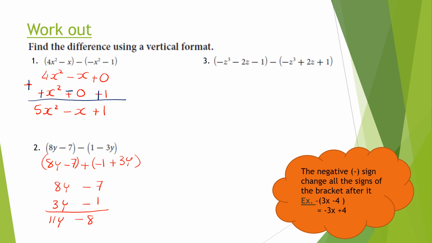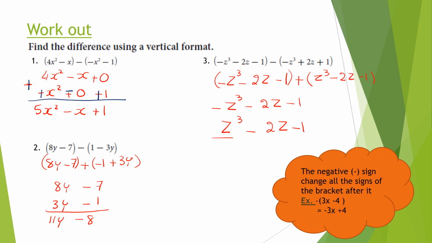This one, okay, so I'm going to put it as it is. Z, negative z cube, negative 2z, negative 1. Then change the signs: positive z cube, negative 2z, negative 1. Put them over each other. So I have here negative z cube, negative 2z, negative 1, and I put under it z cube, negative 2z, negative 1. Then I'm going to add up.